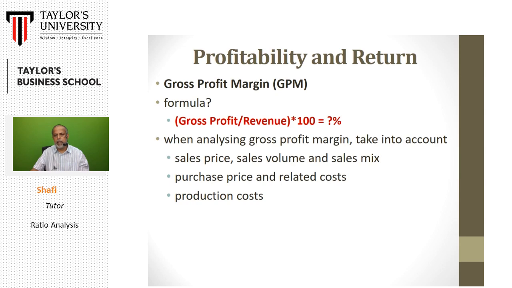The other thing that we need to consider is the purchase price as well as the related costs of purchase. And finally, we need to consider the production costs. So when we want to analyze the gross profit margin, we need to take into account these three aspects: sales price, sales volume, sales mix, purchase price and related costs, and finally, production costs.